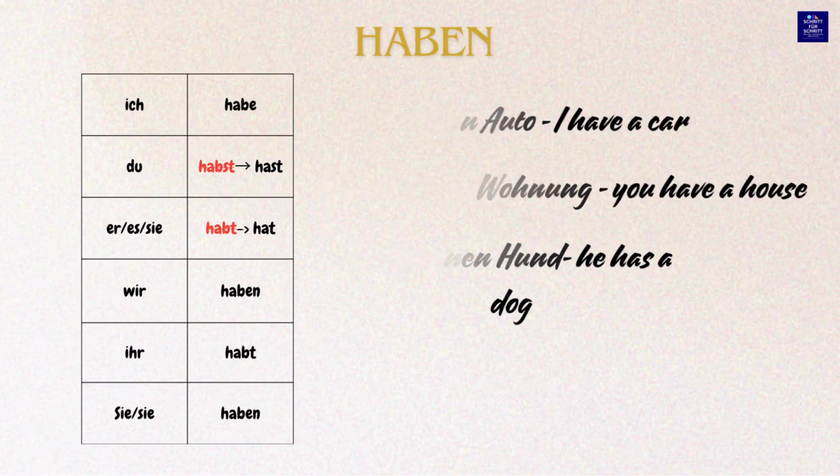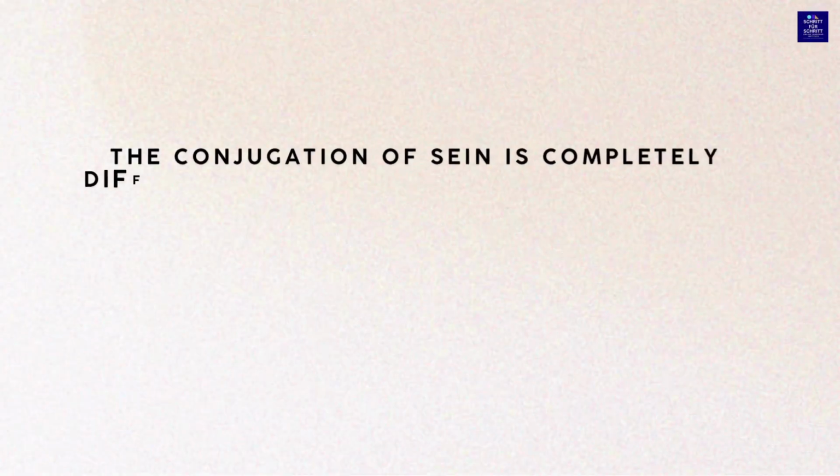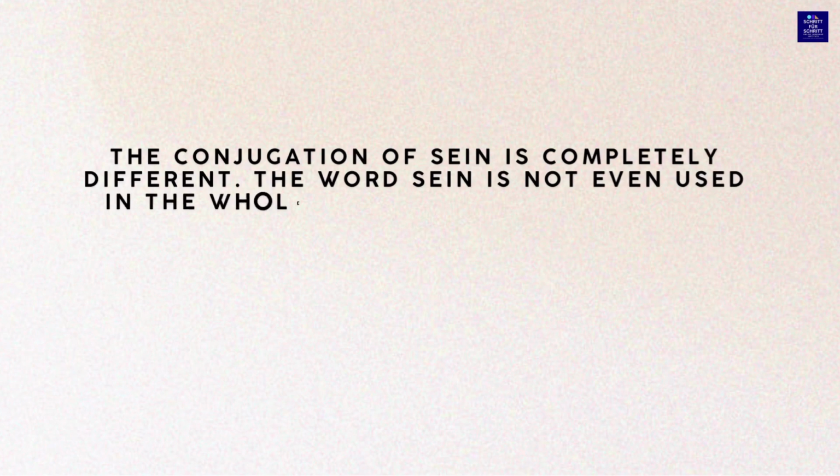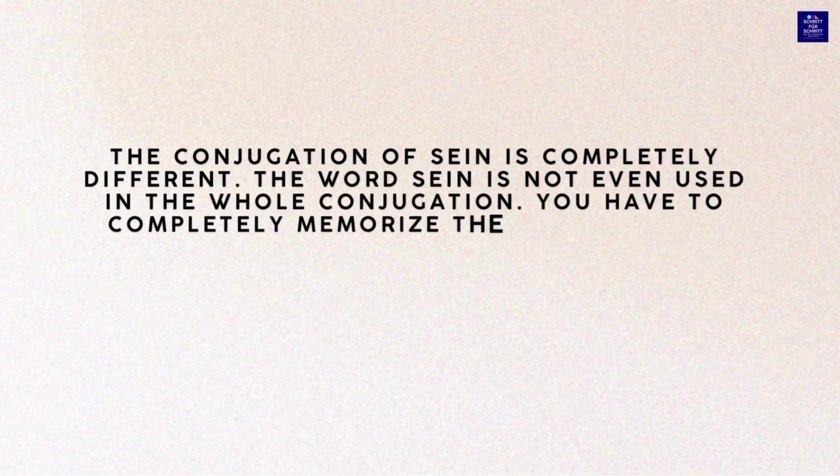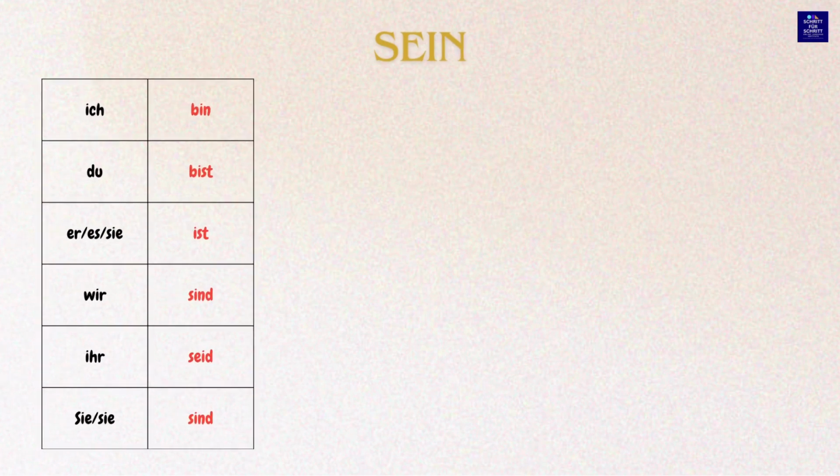I know you might not understand what einen here is, but don't worry, you will see that in a further video on case system. Now, the conjugation of sein is completely different. The word sein is not even used in the whole conjugation. You have to completely memorize the conjugation. Now, let's see the conjugation of sein. Ich bin, du bist, er ist, wir sind, ihr seid und sie sind.